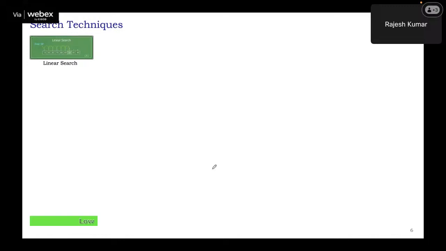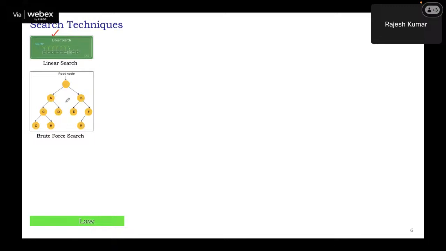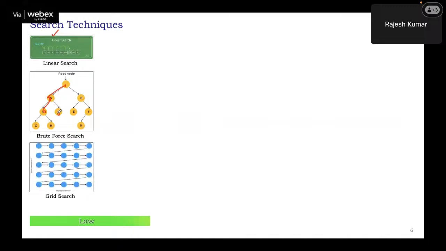So at the top you will find the methods, and at the bottom you can see the complexity. We have linear search, then brute force search. Binary search is basically where we divide the space into two parts and search here, then divide again into two parts and search, and likewise. This is another method, but this one has a low level of complexity.